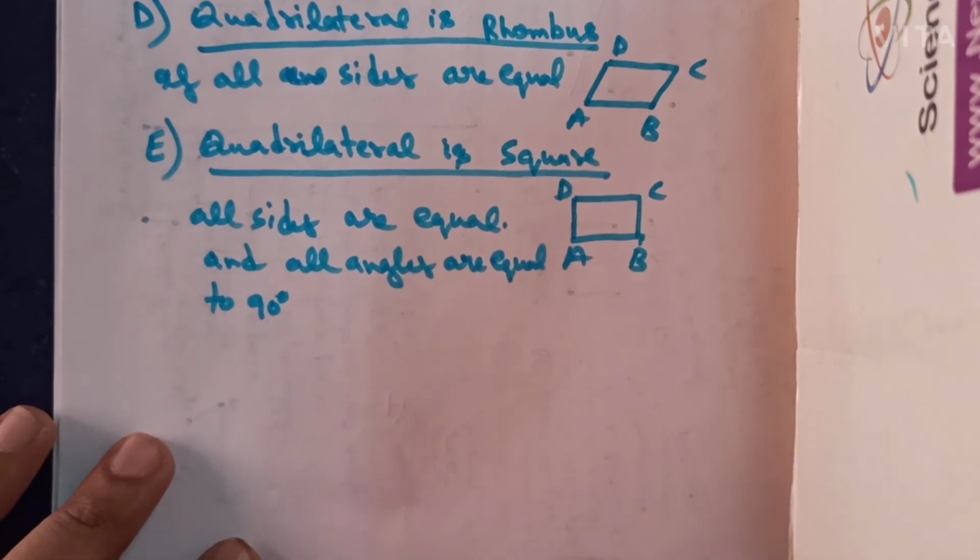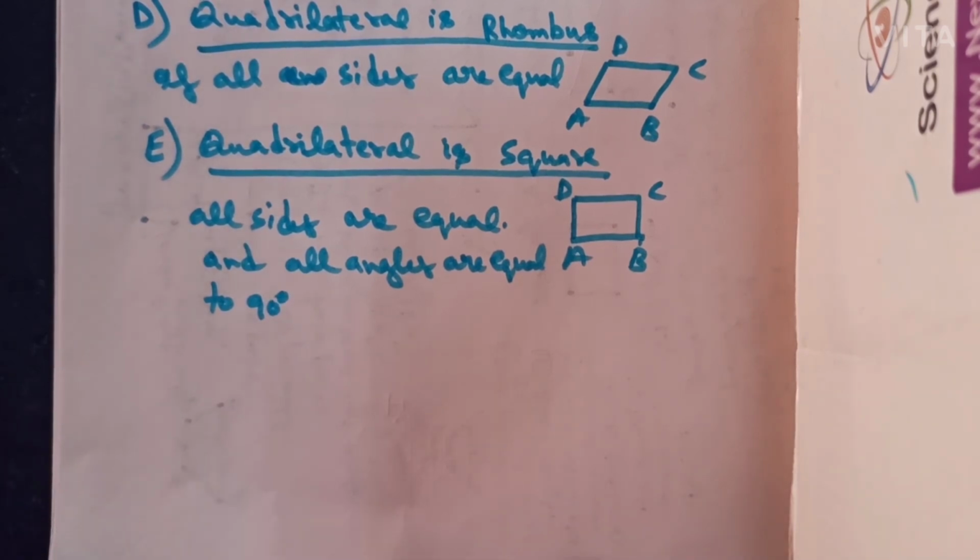Okay, all sides are equal and all angles equal to 90 degrees. A quadrilateral in which all angles are 90 degrees is not a square, it is a rectangle. But a quadrilateral in which all sides are equal as well as all angles 90 degrees is a square. Or we can say that a rhombus in which all angles are 90 degrees is a square, or a rhombus in which one angle is 90 degrees will be a square.